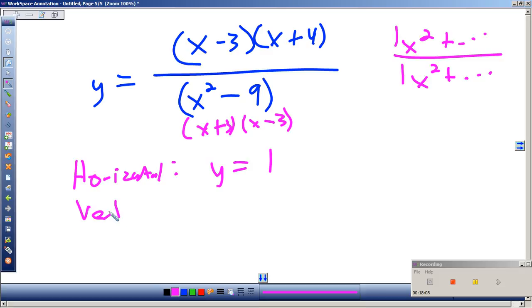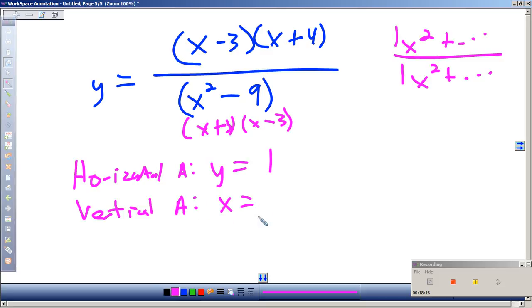Where are the vertical asymptotes? I'm going to put horizontal A, vertical A. At x equals where? -3. Would positive 3 be one? No. So hole. Where would we have a hole? x equals 3, and 0.